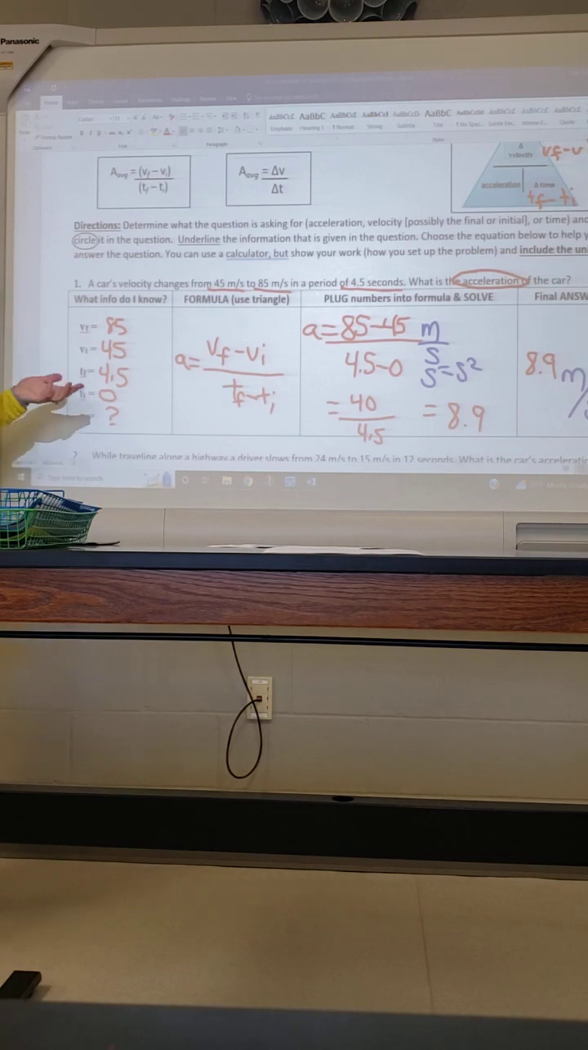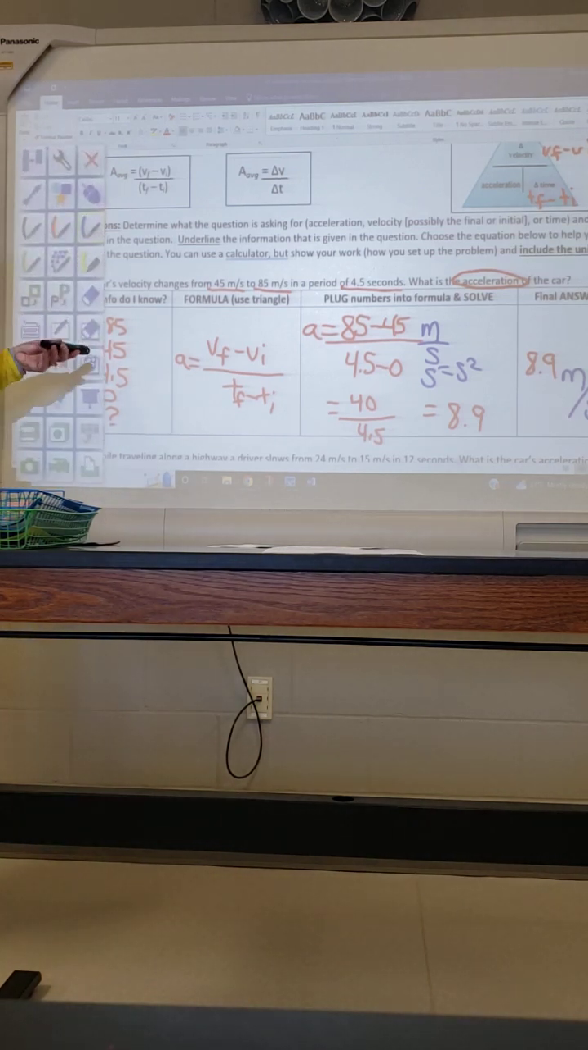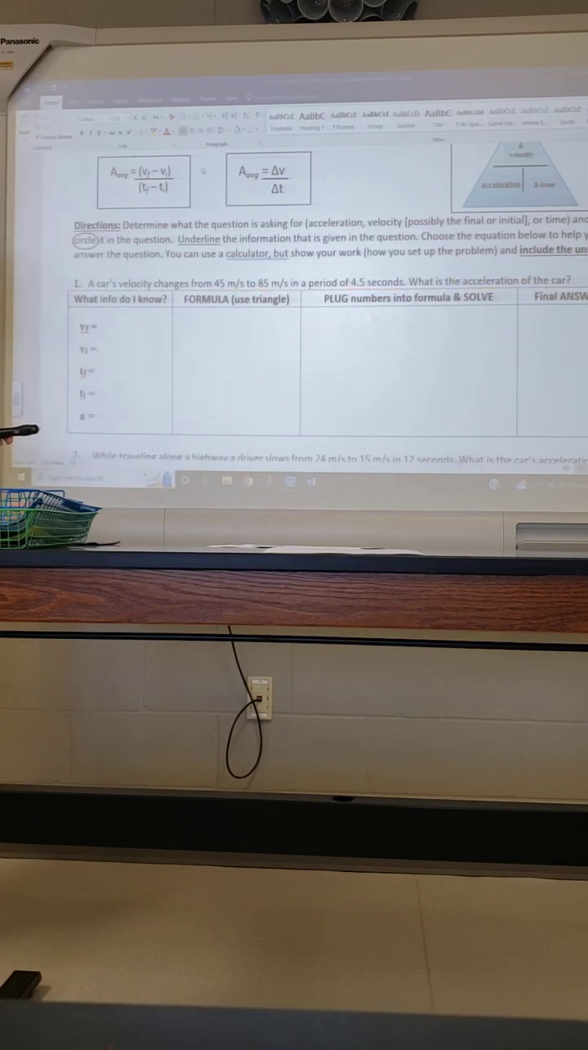So it's just like one step more than our speed and velocity equation because of these finals and initials. Okay? Make sense? Okay. Let's go to number 2.